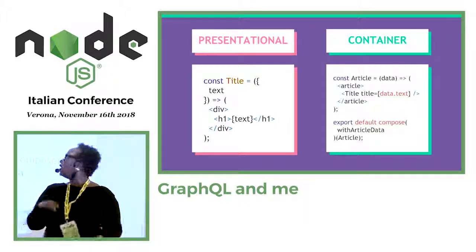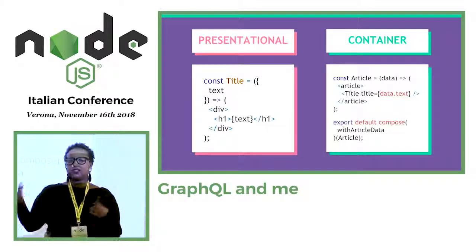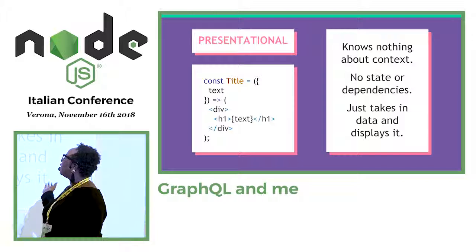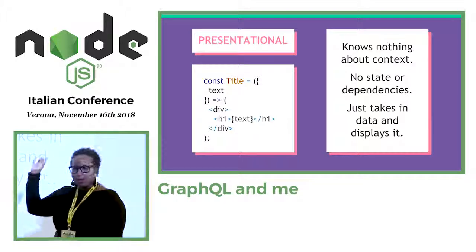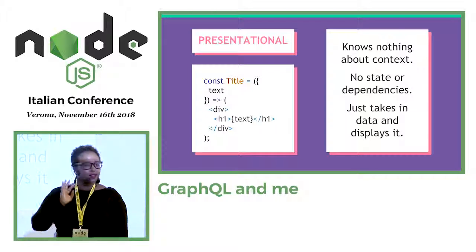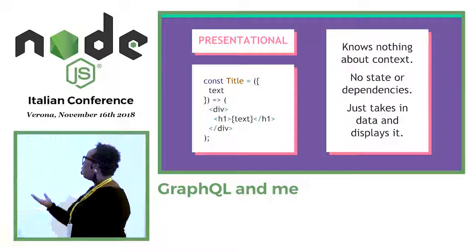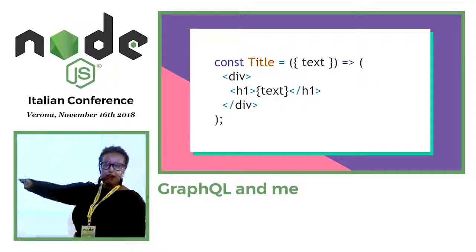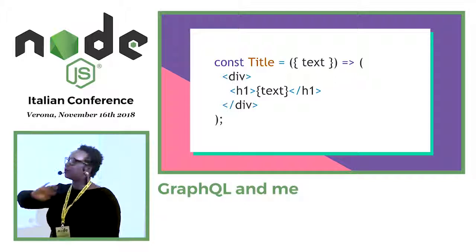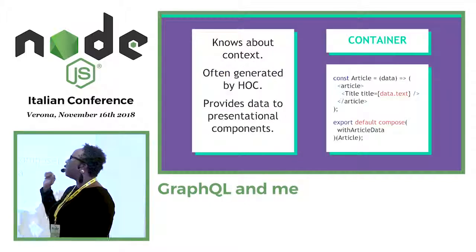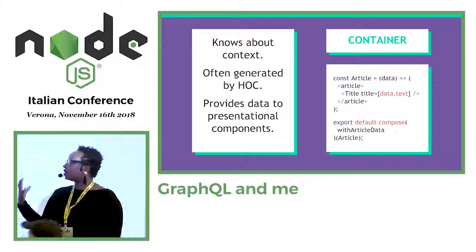If you're familiar with the concept of presentational and container components, this is probably familiar to you. Presentational components know nothing about their context, have no state or dependencies; they basically take data and display it. This is an example of that: the title component will just take in text and then display the text. Simples.